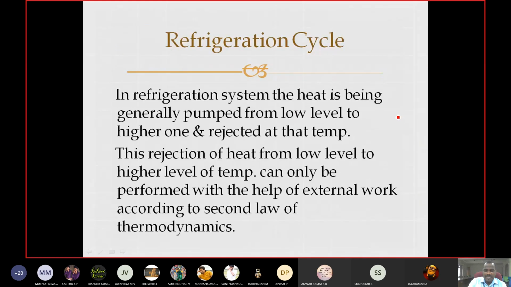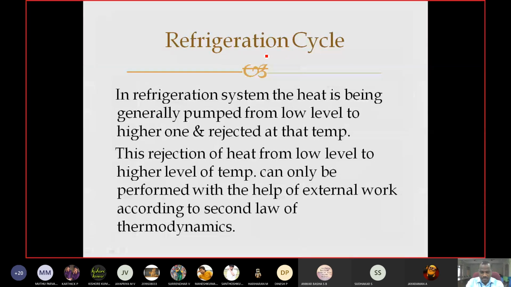Right, so we will look at that in the upcoming slides one by one. So the refrigeration cycle: in a refrigeration system, the heat is generally pumped from a low level to a higher one and rejected at a high temperature. This rejection of heat from low level to high temperature can only be performed with the help of external work, according to the second law of thermodynamics, right? So we are involving work here, which comes under the second law of thermodynamics. So then only can we transfer heat from low level to high level.